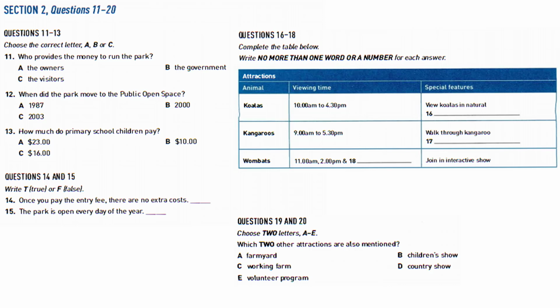Now answer questions 16 to 20. Several attractions are available to visitors to the Australian Wildlife Park. Firstly, you can meet the koalas between 10 a.m. and 4:30 p.m. Here, people can view the koala colony in a natural environment.